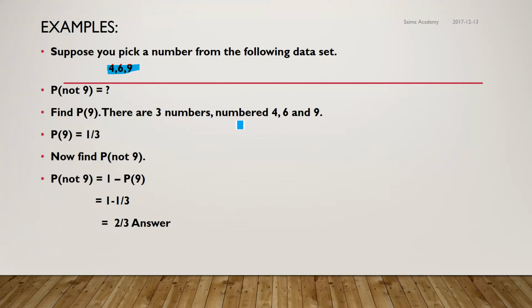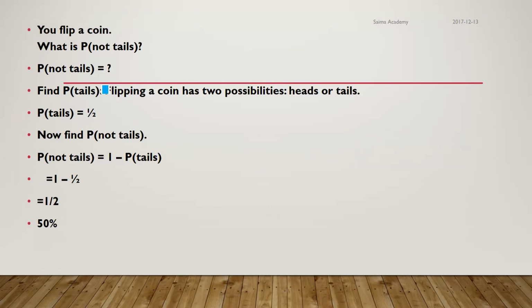So there are three numbers 4, 6 and 9, and the probability of 9 is 1 by 3 because total outcomes are 3 and out of 3 there is only one 9. But the question is you have to find out probability not 9, which is equal to 1 minus probability of 9. So 1 minus probability of 9, which we have calculated here as 1 by 3, so equal to 2 by 3. I will give you another example in order to make it easy.